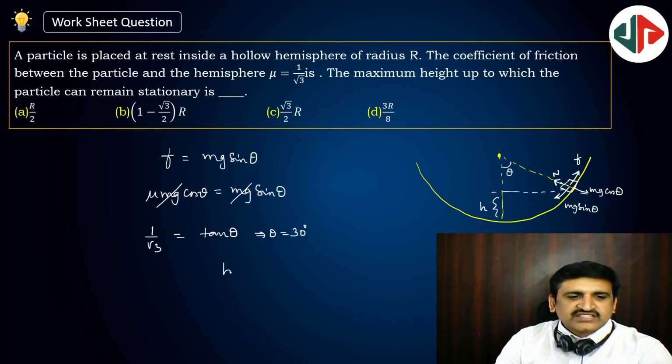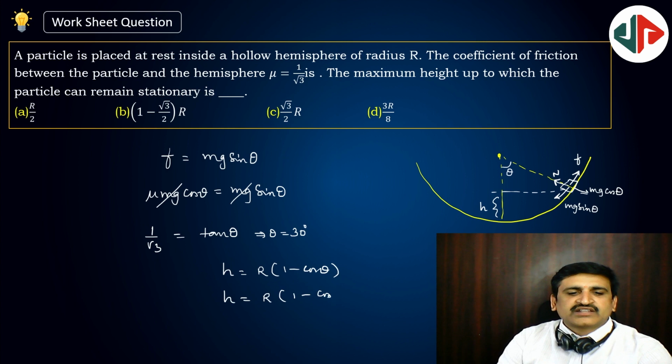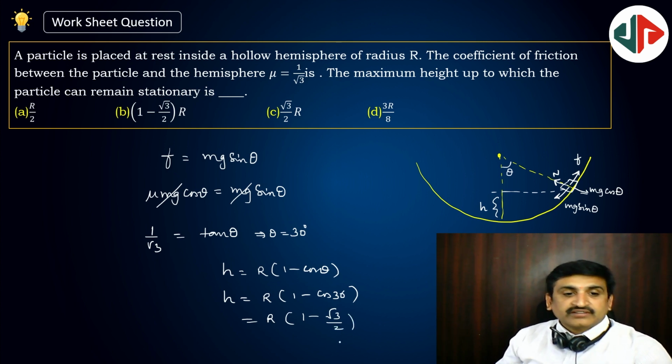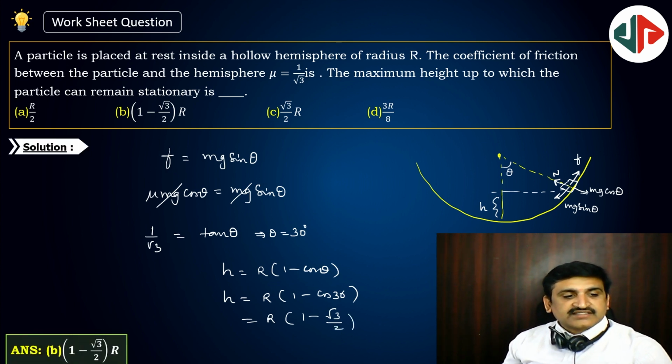Now h is equal to r of 1 minus cos theta. R is the radius, in terms of r only is the option. 1 minus cos 30. Cos 30 value is root 3 by 2. 1 minus root 3 by 2. Don't expect that numbers will always be nice. Okay, so that is the answer. Next.